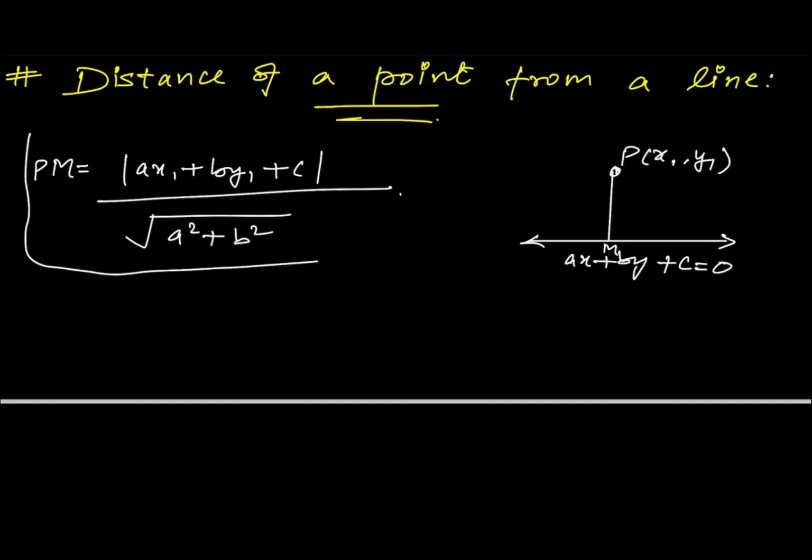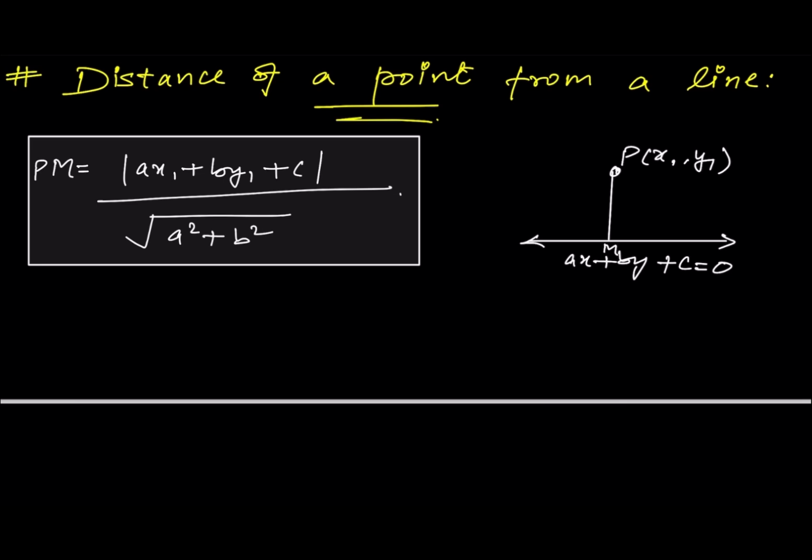See students, distance finding is very easy. What we need to do in this, we will replace x and y of the equation of line by the coordinates of the given point, and in the denominator, root over a square plus b square is nothing but root over coefficient of x square plus coefficient of y square for the given line, right? Now we will see the proof for this distance.